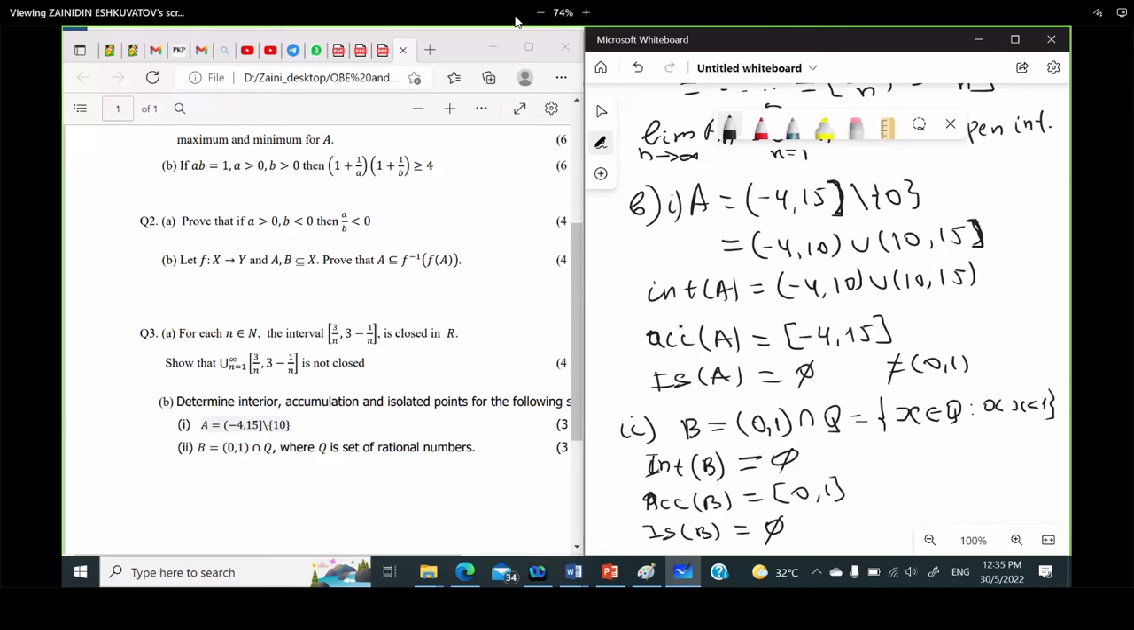The isolate point set is also empty. That's all. Do you have any questions? Because none of the points is an isolate point.